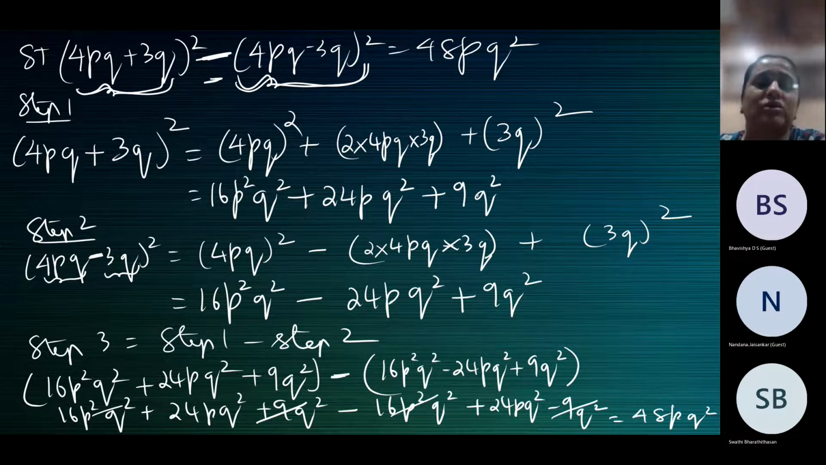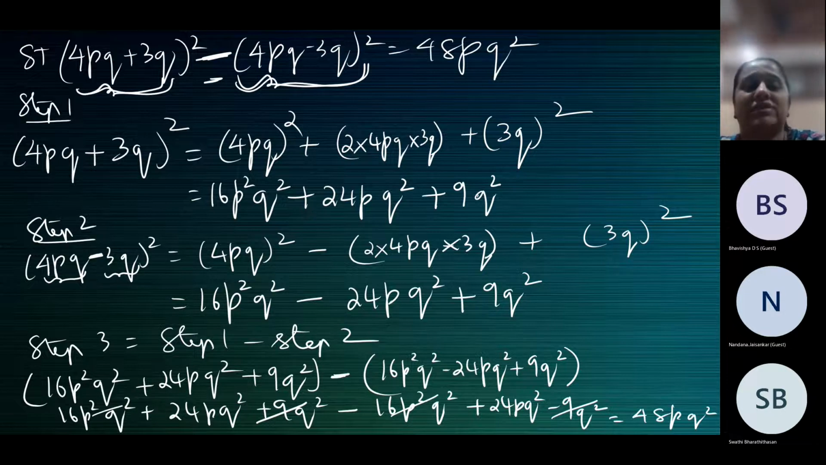Show that meaning, show that this expression is true. So how do you show that it's true? We take up the left-hand side, because the left-hand side can be simplified. What will you do with the right-hand side? 48 PQ square. What can you do with that? Nothing. It's already simplified. But the left-hand side is not simplified. You can do some simplification there.